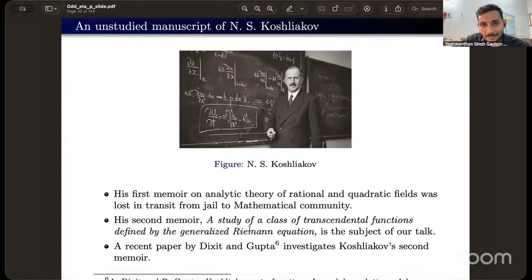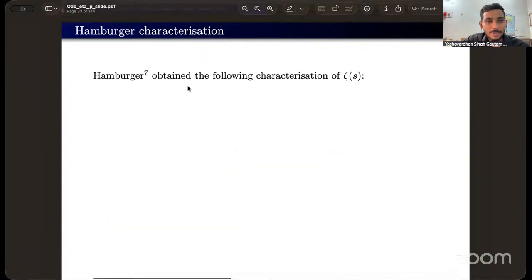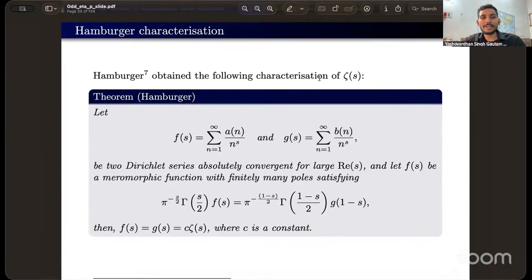Now, before going to what is the zeta function and the eta function, I mean, what are Koshliakov's zeta functions, let's come to Hamburger, who gives a kind of characterization for the Riemann zeta function. He proved that if you take two functions, f of s and g of s, where both of them are Dirichlet series and both are convergent in some right half plane, but f is a meromorphic function with finitely many poles, and this pair of f and g satisfies this functional equation. This functional equation is the same one we have for the zeta function, just zeta of s is changed to f of s, and 1 minus s is changed to g of 1 minus s. Then he proved that f of s and g of s will be constant multiples of the Riemann zeta function.